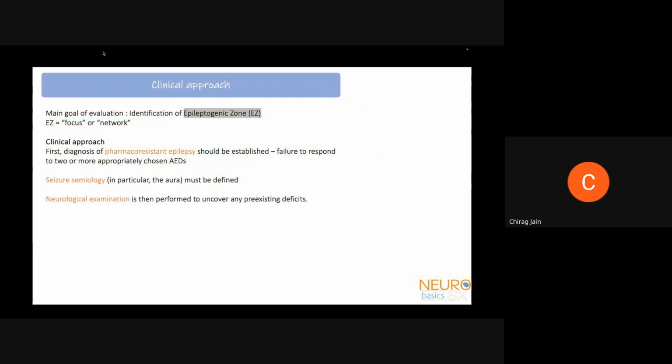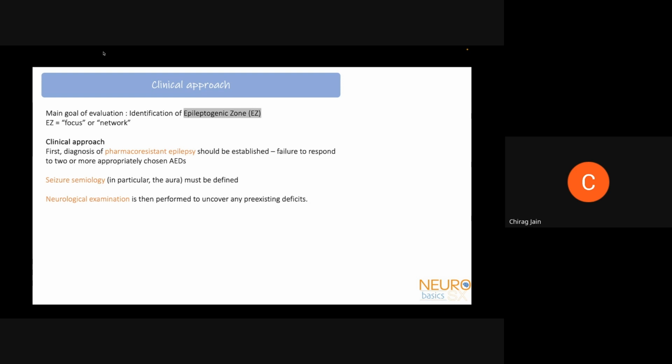The main goal of evaluation in epilepsy cases is to identify something known as the epileptogenic zone. The epileptogenic zone is basically either a focus, like one single area where epilepsy arises from, or it might even be a network. There might be multiple different areas which together contribute to this patient's epilepsy. But you have to remember these two words, epileptogenic zone. That is the basic goal of the entire epilepsy evaluation.